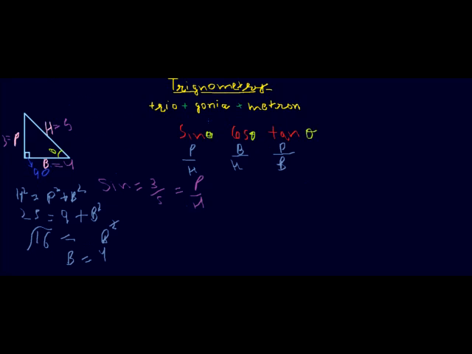Now we can easily find out the other ratios here. So we know that cos is base upon hypotenuse, base 4 upon hypotenuse 5. Likewise, we can find tan. Tangent is perpendicular over base. We know perpendicular is 3 and base is 4. So in this way, we can find the other ratios.